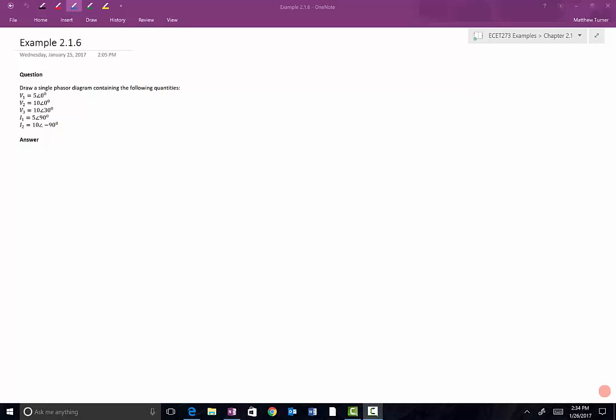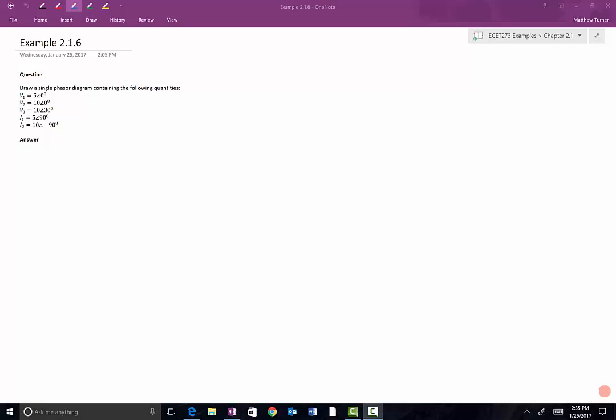Example 2.1.6, draw a single phasor diagram containing the following quantities. V1 is 5 at angle 0 degrees, V2 is 10 at angle 0 degrees, V3 is 10 at angle 30 degrees, I1 is 5 at angle 90 degrees, and I2 is 10 at angle negative 90 degrees.